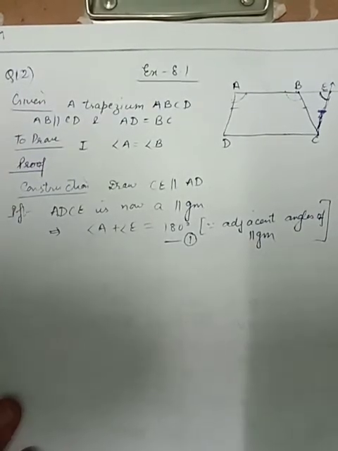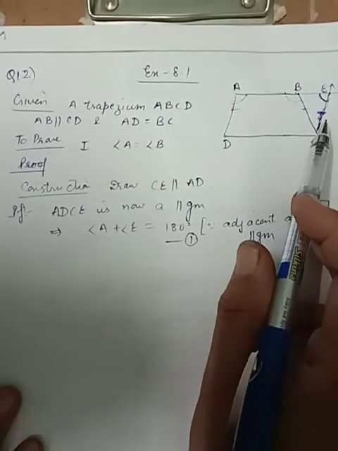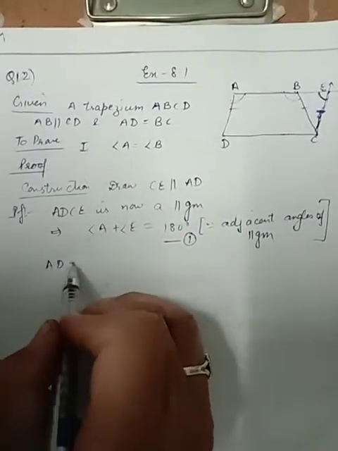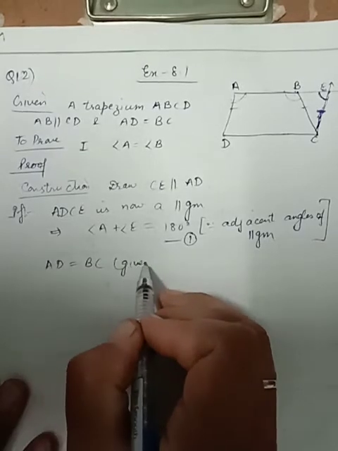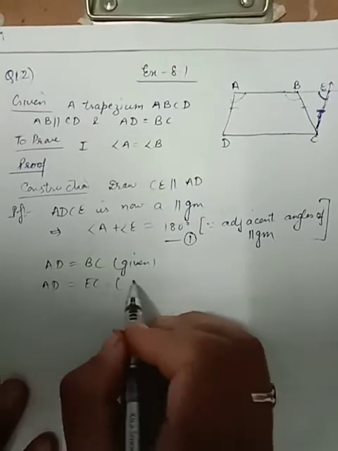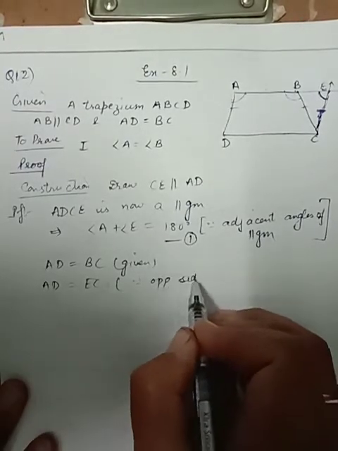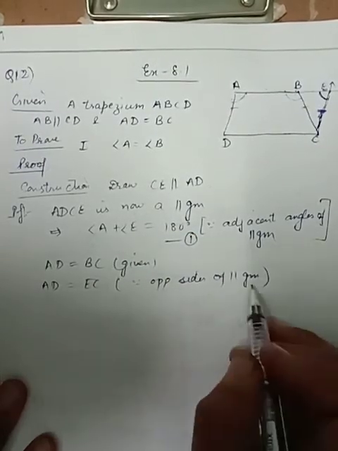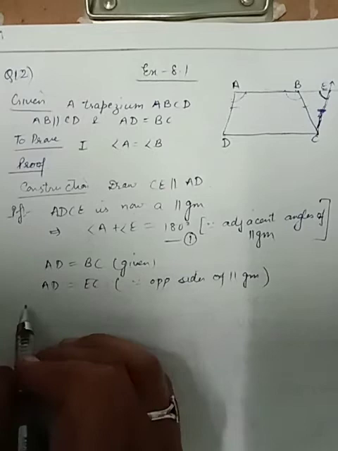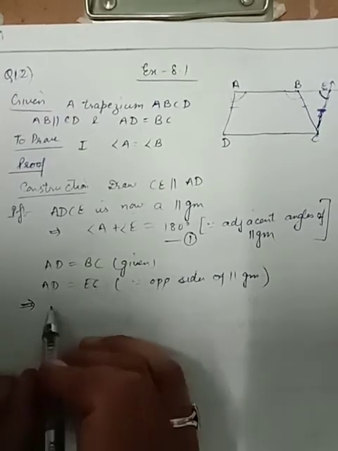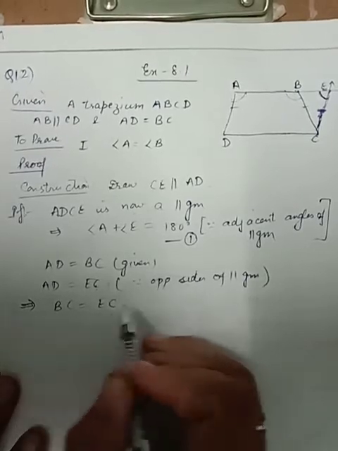Now we have to prove A and B are equal. Let us make a relation between B and E. AD is equal to BC, given, and also AD is equal to EC because opposite sides of a parallelogram are equal, as we have proved that it is a parallelogram. Now the conclusion from these two: AD is equal to BC and AD is equal to EC. This implies BC is equal to EC.